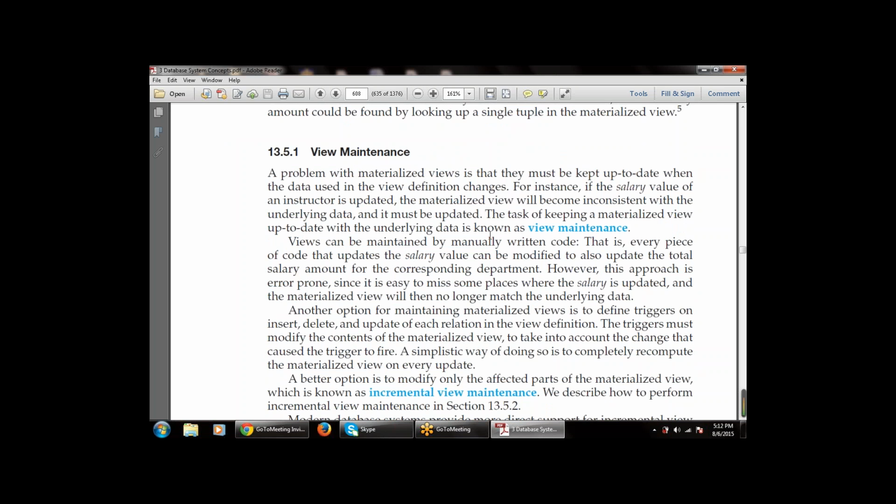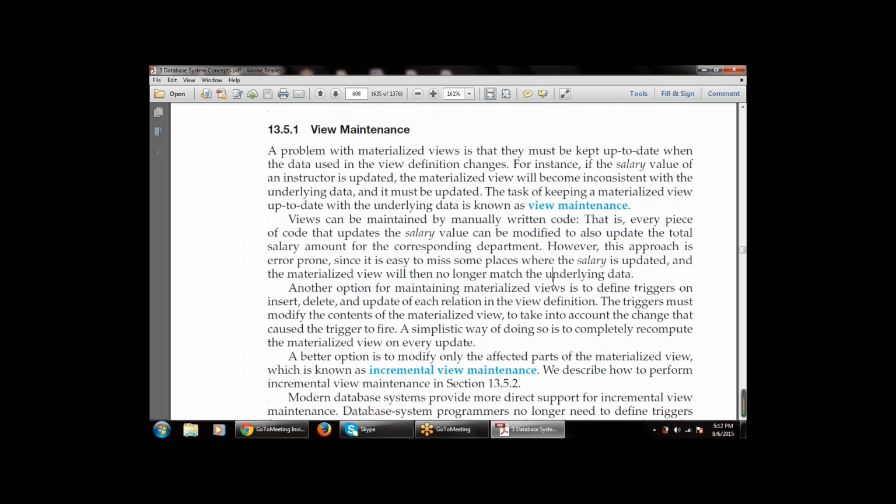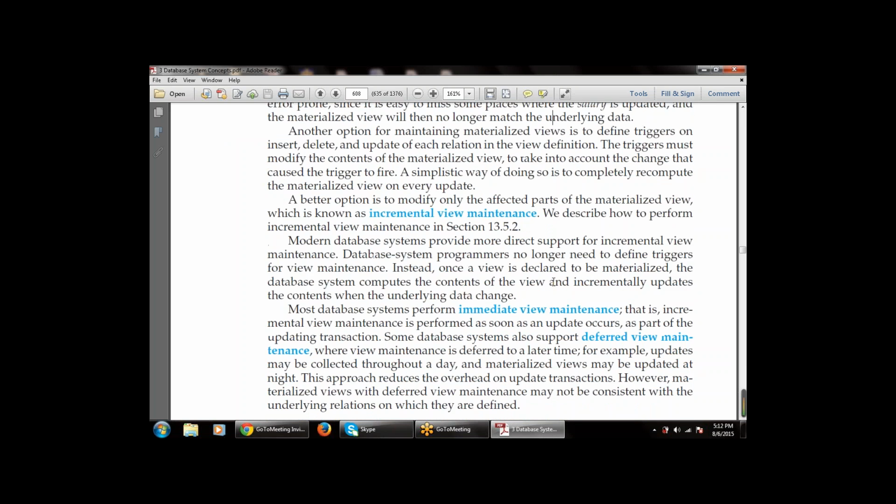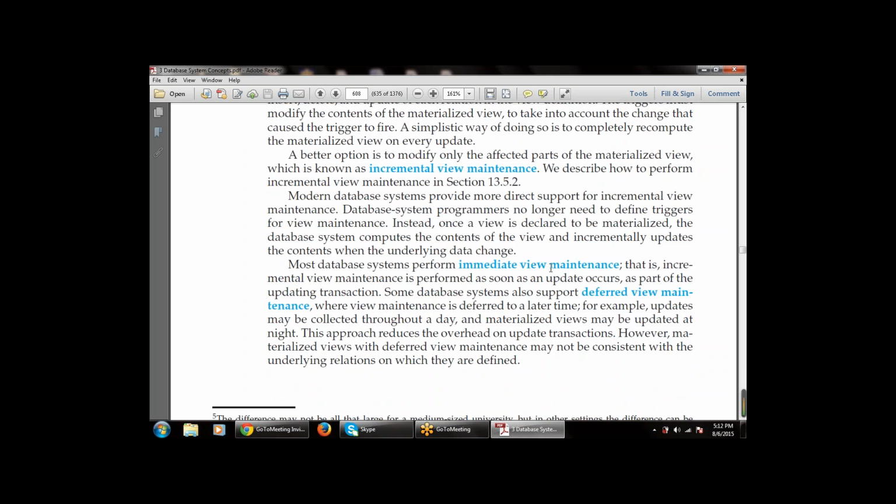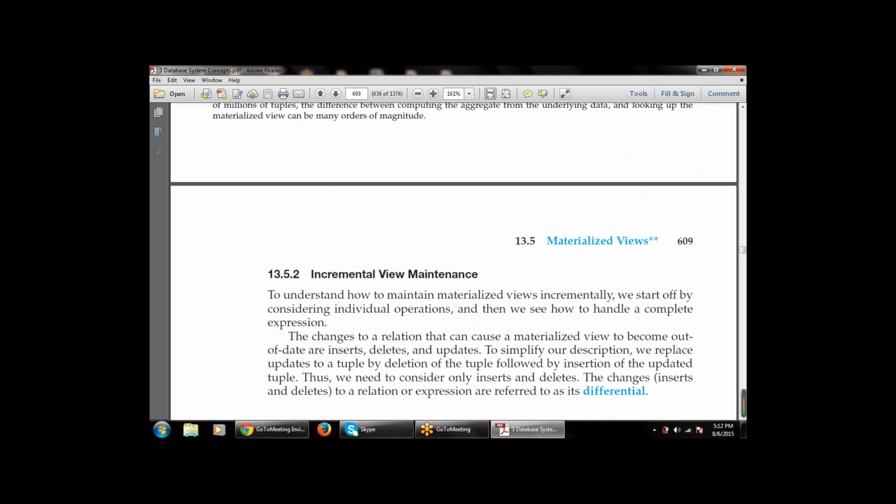Views can be maintained by manually written code. That is, every piece of code that updates the salary can be modified to also update the total salary amount. Most database systems perform immediate view maintenance, that is, incremental view maintenance is performed as soon as the updates occur. Next is incremental view maintenance, how the incremental method is used to handle a complete expression.